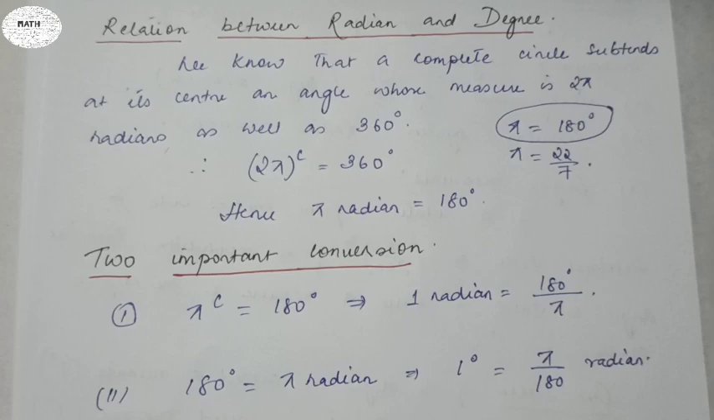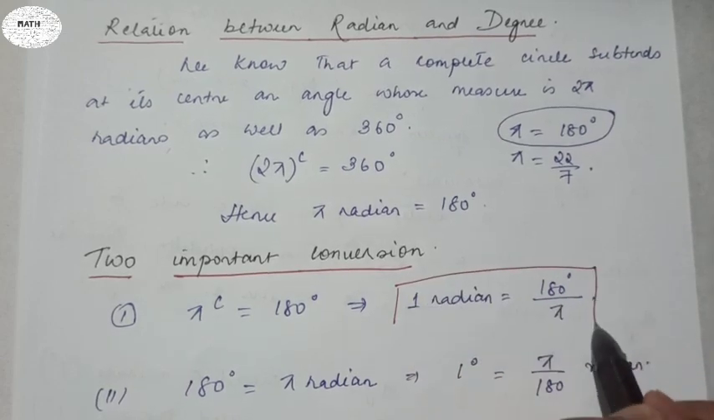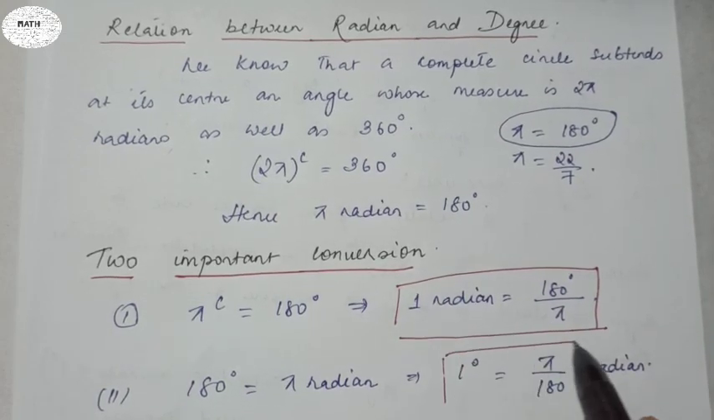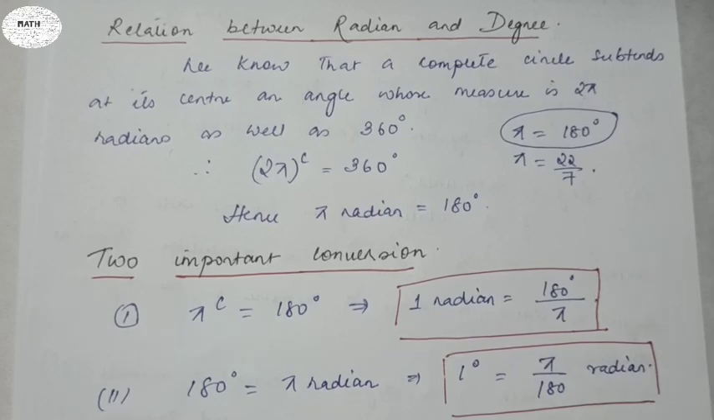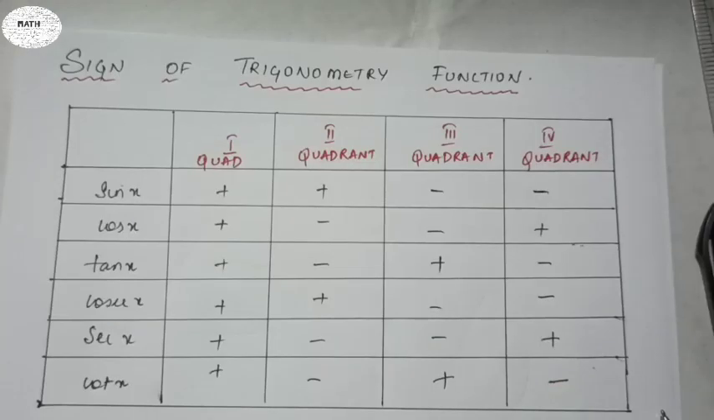Okay, these two are the important formulas which you have to memorize. I hope you're clear. Alright, the next topic is about the sign of a trigonometric function.